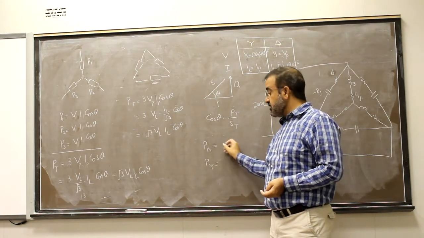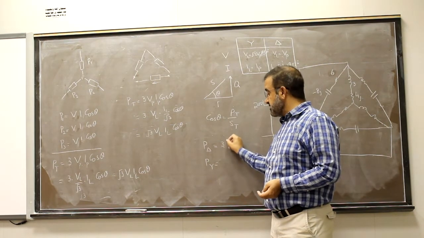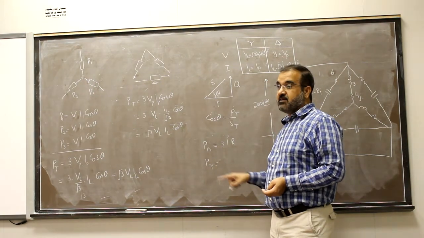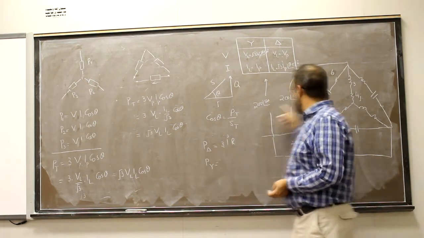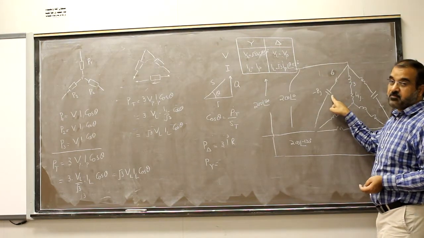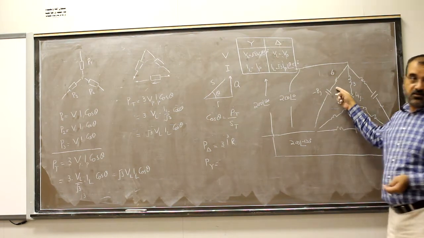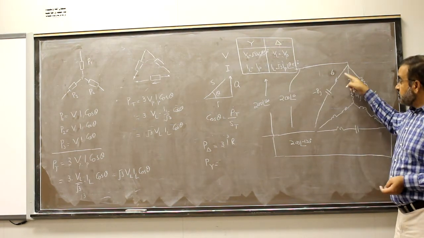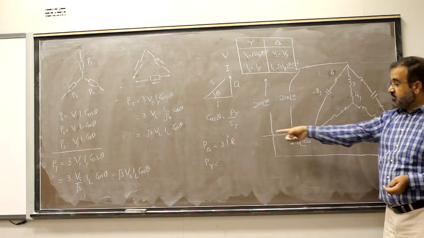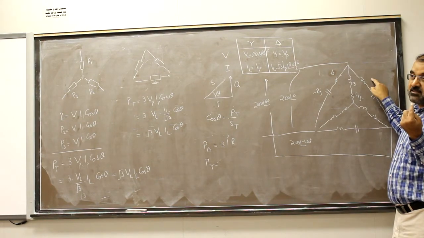How will you find P in delta? You have to find 3 times I square R. Why? Because here you have to find the power loss, and reactance will not give you any P. It will only be consumed in R. So the current over here, squared, multiplied by R, multiplied by 3: this plus this plus this. This is one method.